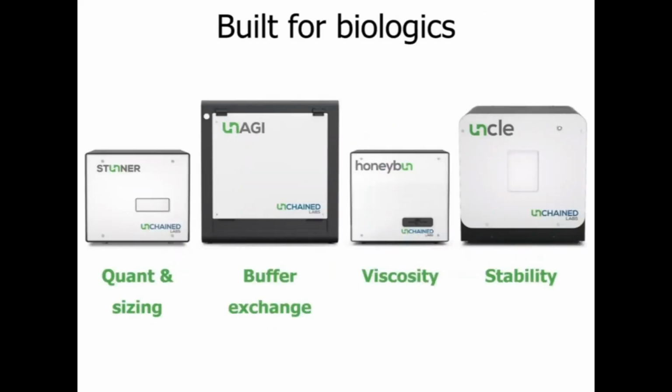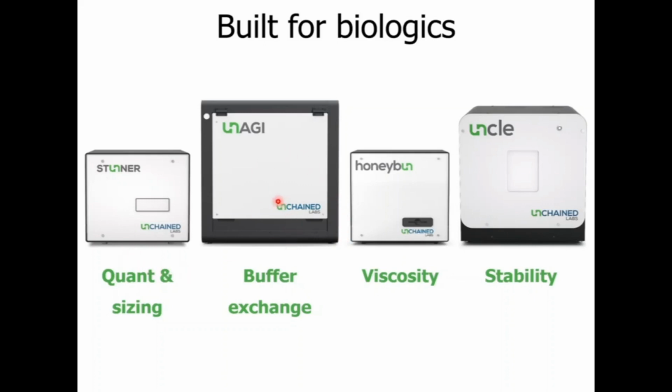All in all, I think I was able to show you examples today of how you can use Unchained Labs solutions to characterize your ADC. First, we looked at Stunner, our quantitation and sizing tool to determine your concentration, your size, your polydispersity. We have the Homebrew app in Stunner that allows you to determine drug-antibody ratios and can run up to 96 samples at a time, 2 microliters of sample required.